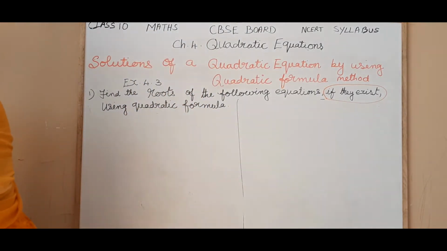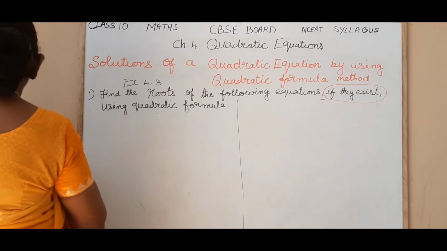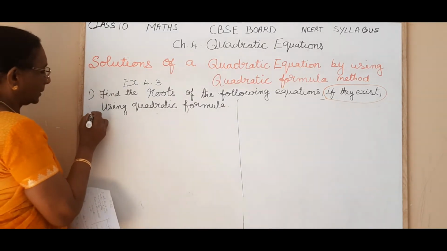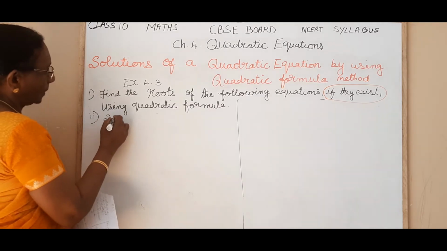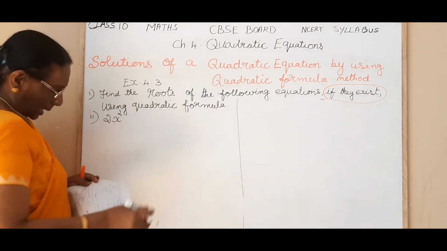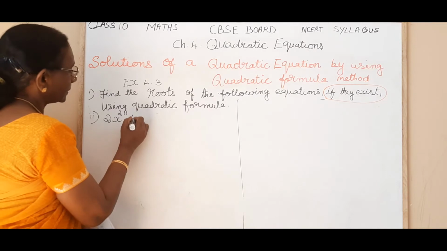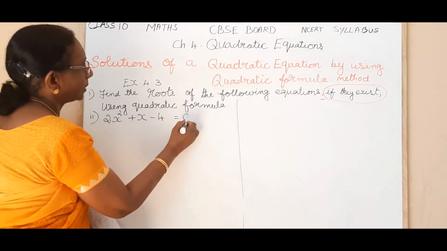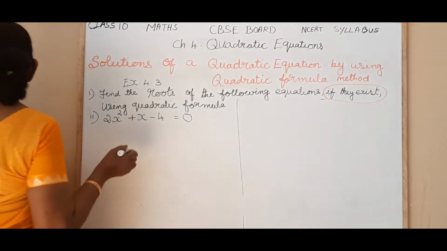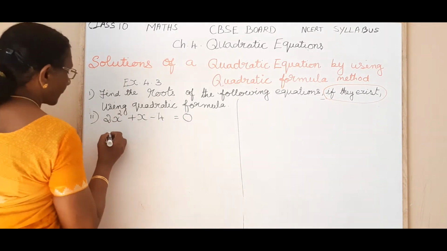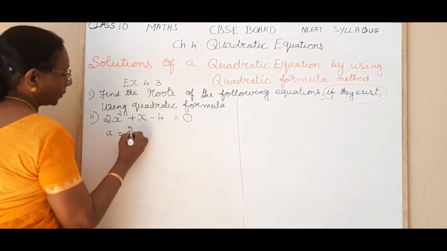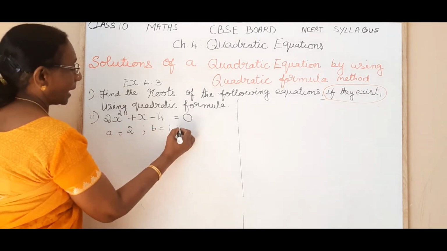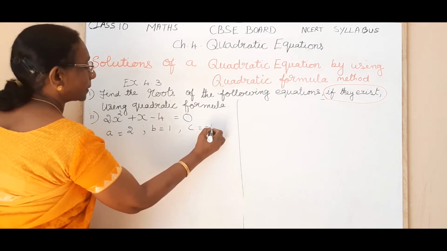The second question is 2x square plus x minus 4 is equal to 0. Again, what is the first step? a is equal to 2, b is equal to 1 and c is equal to minus 4.